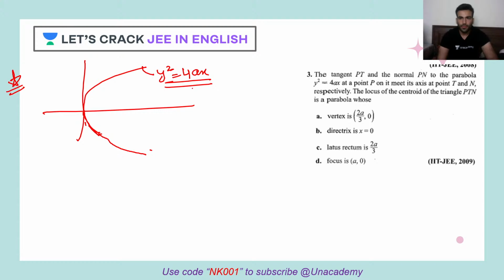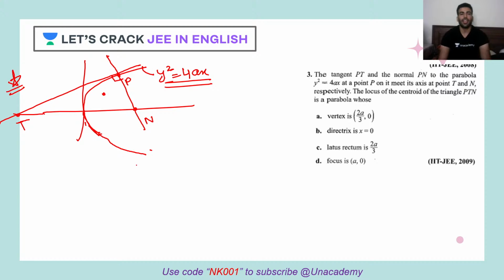Now it says there is a point P where we have tangent PT and we have normal PN. And it says T is the point where the tangent meets the x-axis and N is the point where the normal meets the x-axis. Then it says, let's take triangle PTN. This is your 90 degree, and it says find the locus of the centroid of the triangle PTN.